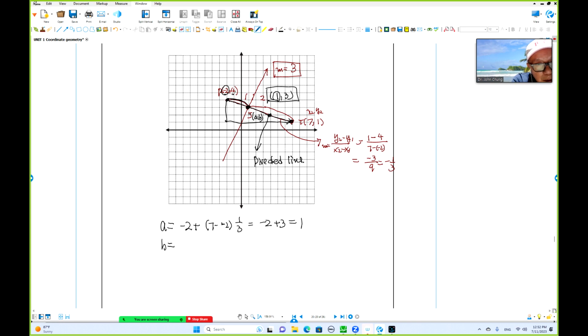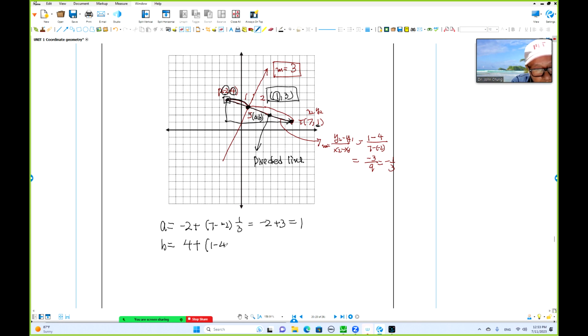B, we start from here, okay? 4 plus the vertical distance, which is 1 minus 4, which is negative 3. Don't take 4 minus 1, because we're starting from this point. Always 1 minus 4, okay? So going down, the negative directed distance means going down, okay? So this is what?